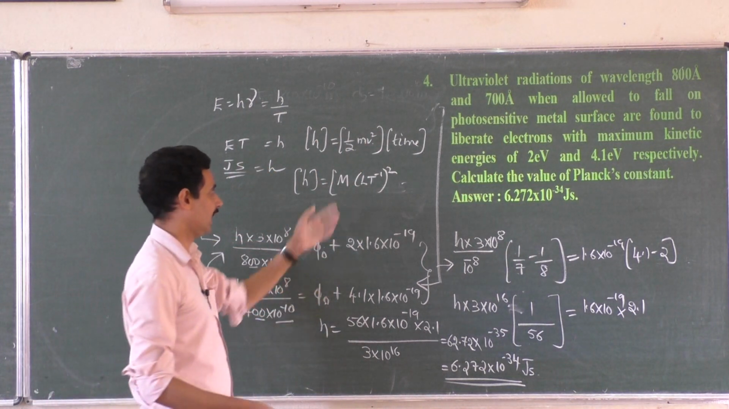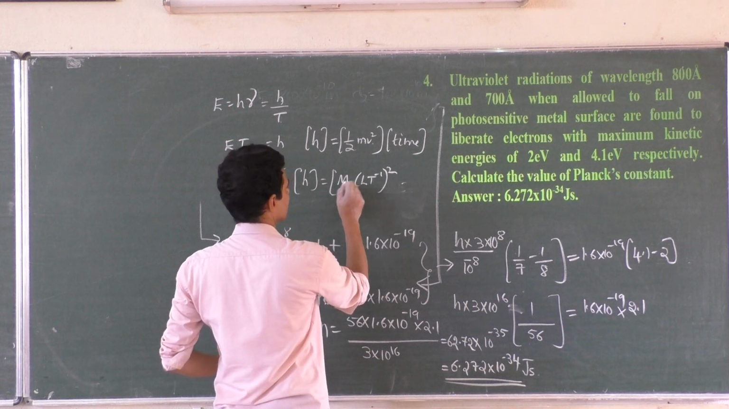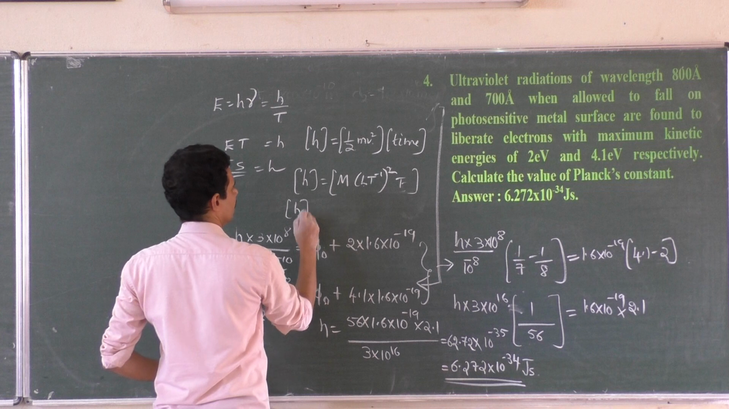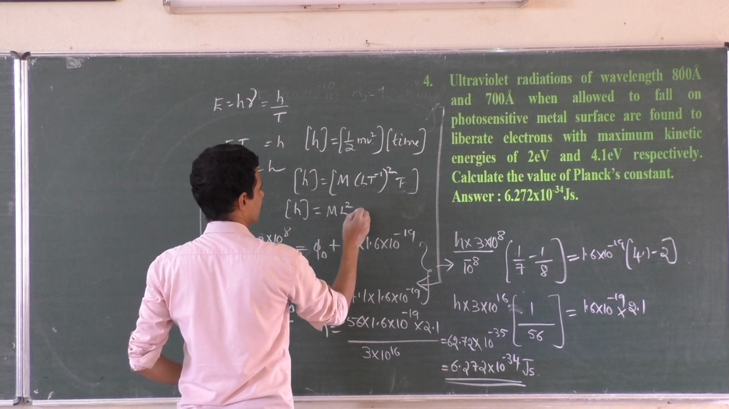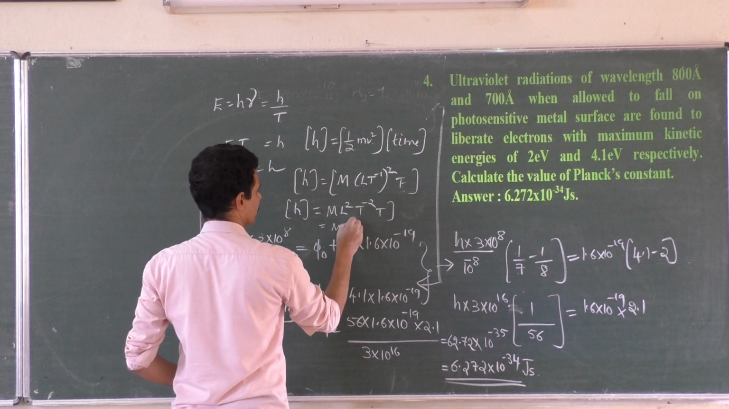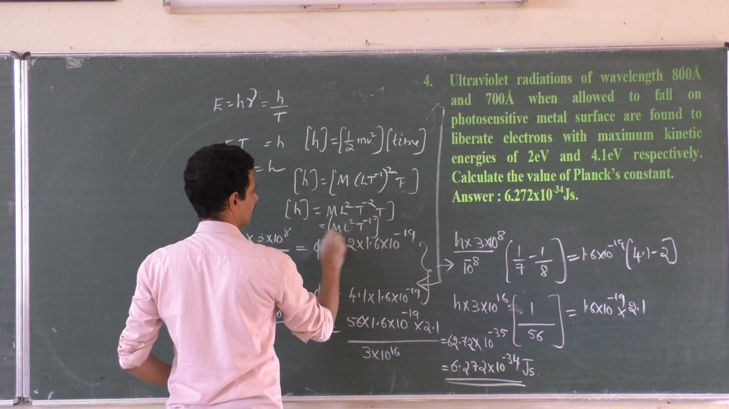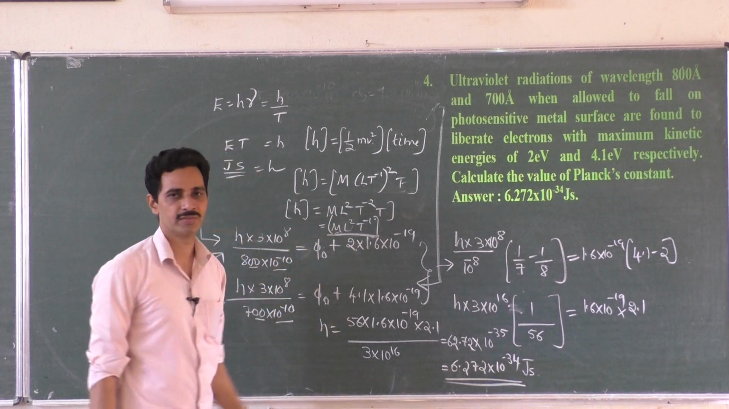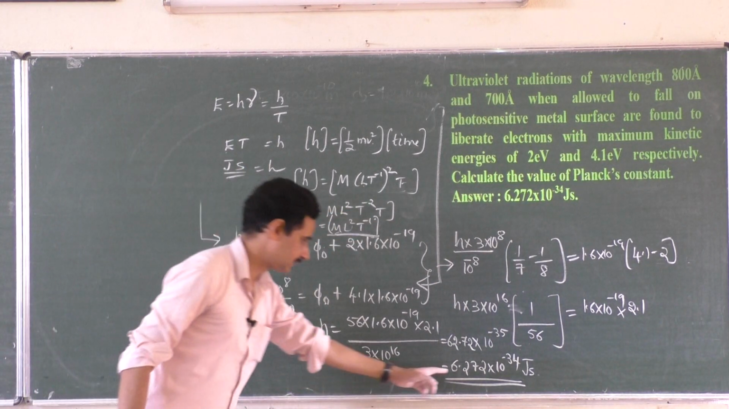Any energy is okay. Half mv square I have taken. Mass, velocity square, time t. So what is the dimension of h? M L square T to the power minus 2 T. So totally M L square T to the power minus 1. Correct? M L square T to the power minus 1. Finish. Okay, now this is the problem.